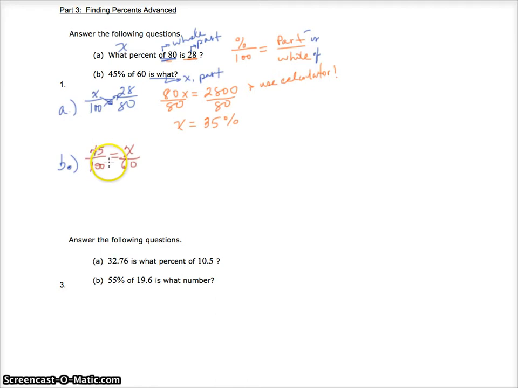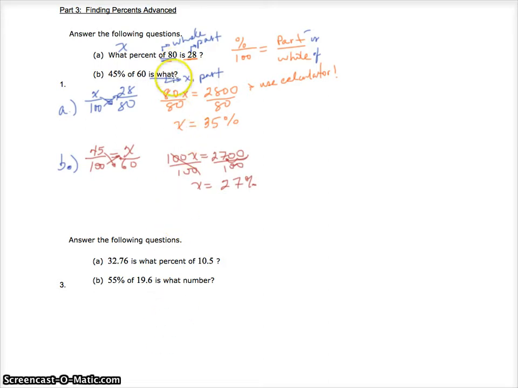Now I'm going to cross multiply here. 100x equals 45 times 60. I can use a calculator for that. And 45 times 60 is 2,700. Going to divide by 100 to solve this equation now. So x equals 2,700 divided by 100. I'm just going to move the decimal over 2 spaces, and my answer is going to be 27%.